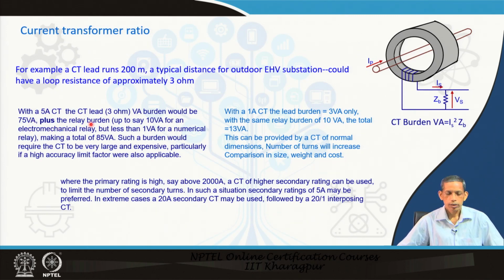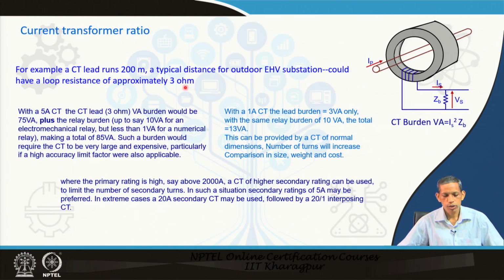Then we have a relay burden. Let us say an electromagnetic relay has a typical burden of 10 volt-ampere, and a numerical relay may be much lesser than 1 volt-ampere. Considering the higher side, 75 plus 10 gives us 85 volt-ampere, but this 85 volt-ampere for the CT seems to be very high. Because the volt-ampere is more, the conductor size will also be thicker, which will be pretty expensive. If you go to the 1 ampere CT, the corresponding current rating is small.